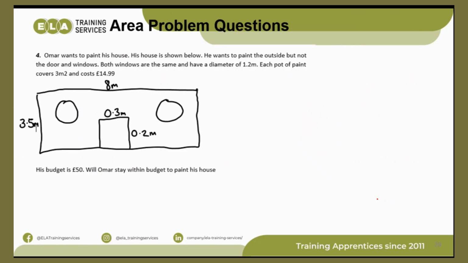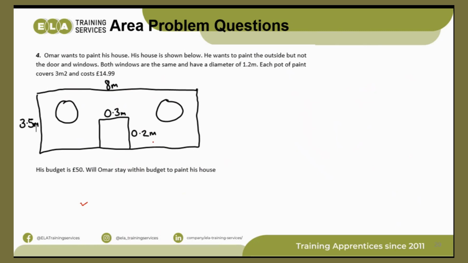Okay, let's try our last question today, which is a problem question that puts together everything that we've learned today, specifically with area. So Omar wants to paint his house. His house is shown below. He wants to paint the outside, but not the doors and the windows. Both windows are the same and have a diameter of 1.2 meters. Each pot of paint covers 3 meters squared and costs £14.99. His budget is £50. Will he stay within budget to paint his house?